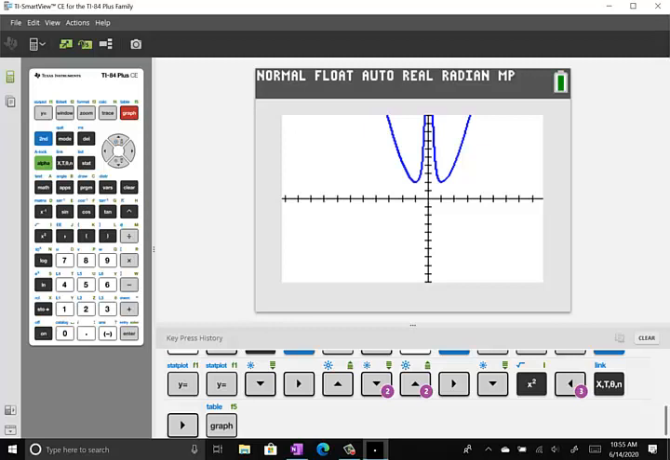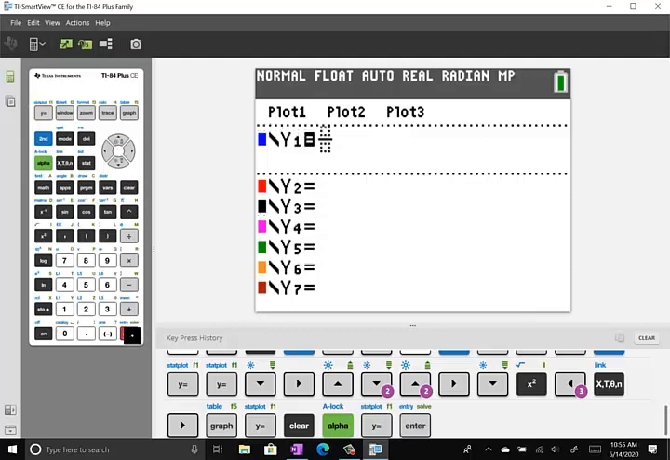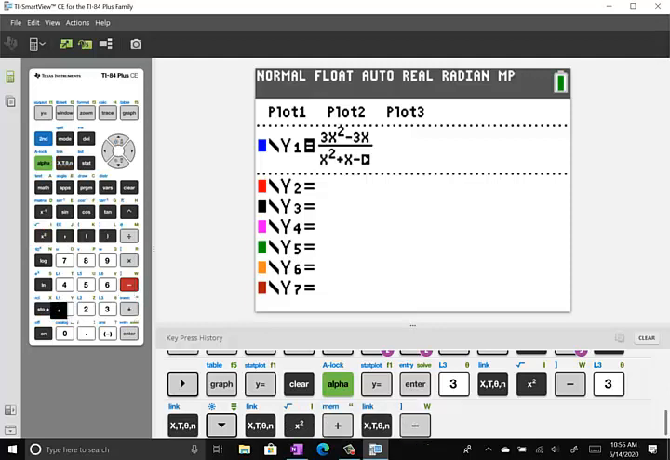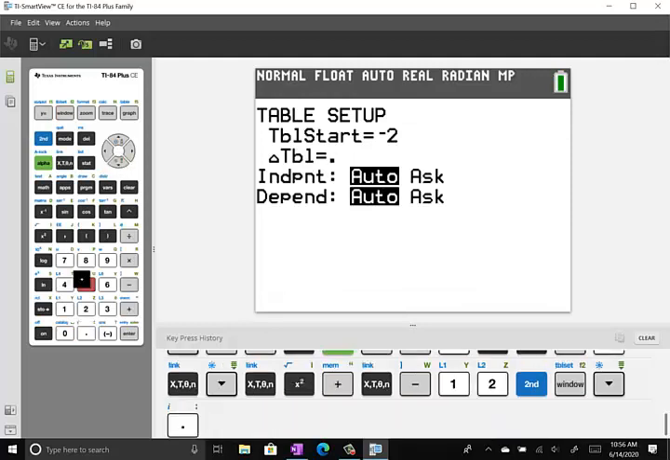So wherever you are, it doesn't matter, hit y equals. Clear it out, and on the top, so we have a fraction, we have 3x squared minus 3x, and that's over x squared minus or plus x minus 12. And since we have 0.5s, I need to change the table set. So second window, we need the change of the table to be 0.5.